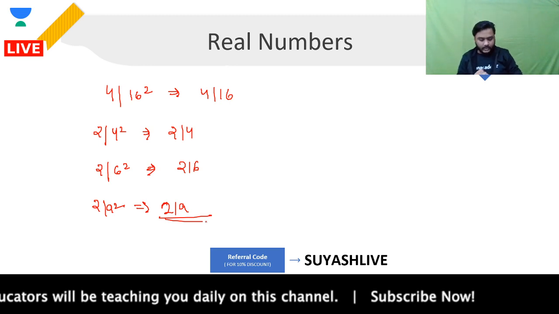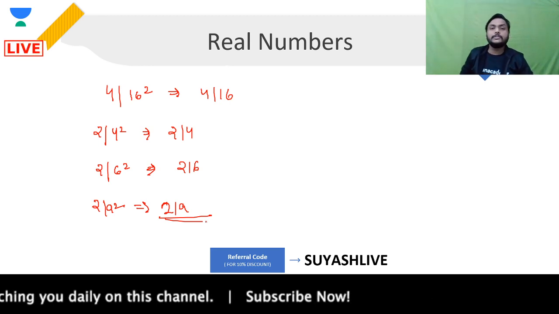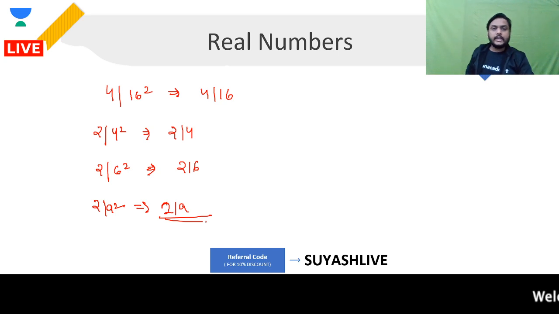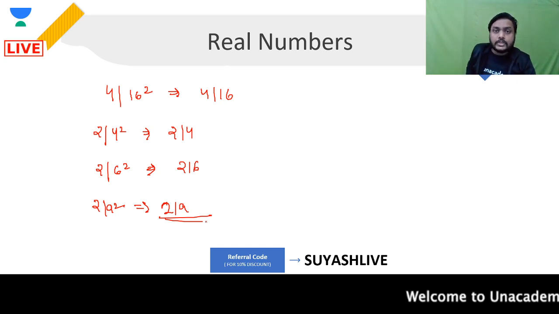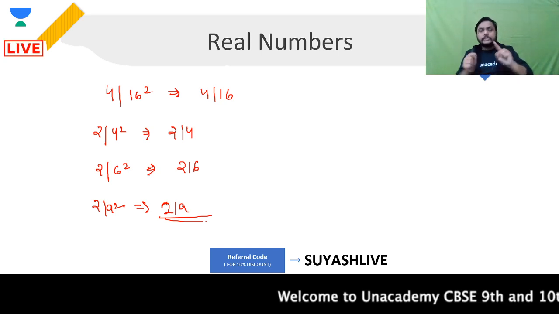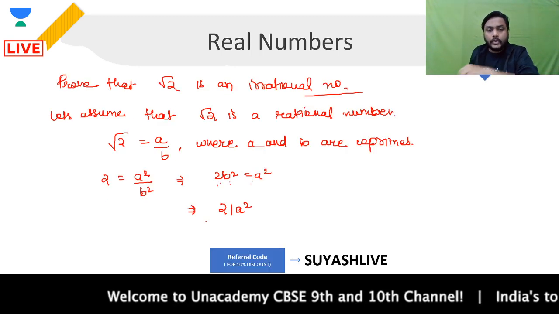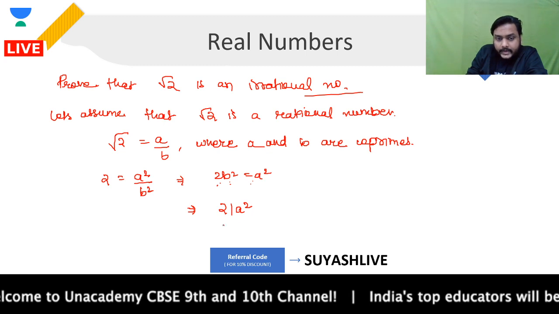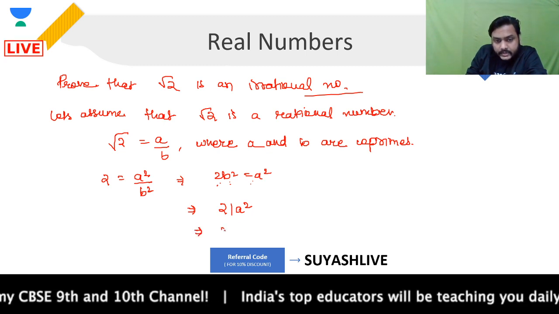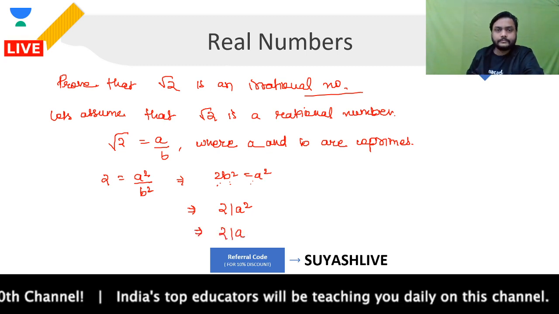Everyone, please respond. Do tell in the comment section whether you understood or not. Okay? So when I'm saying that 2 divides a square, it means what? It means I can also say that 2 divides a, and that is what I'm going to write down over here. Cool. So I will be writing that when 2 divides a square, it implies that 2 divides a as well.